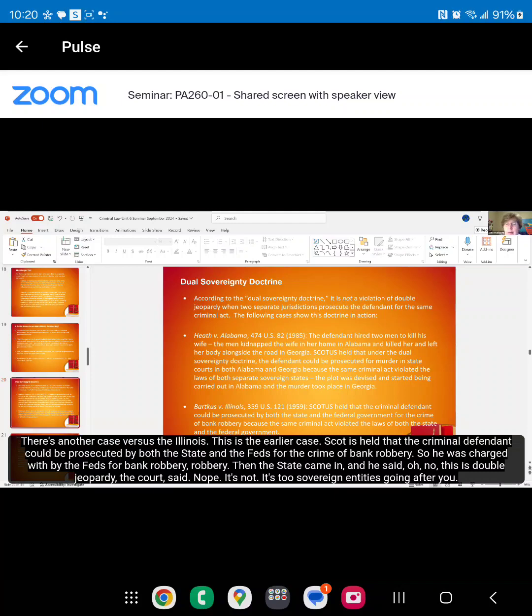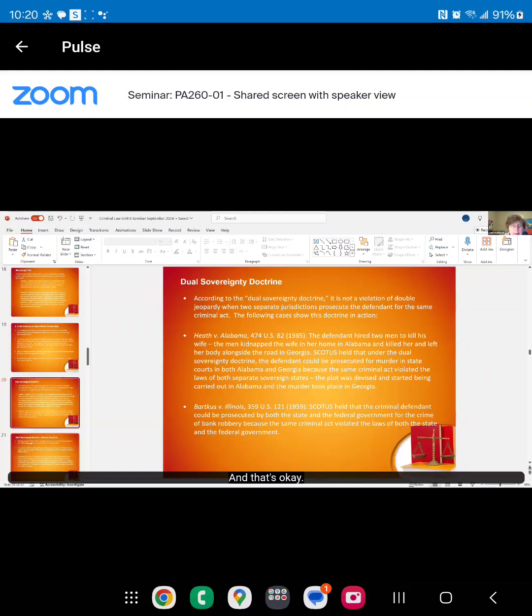SCOTUS held that the criminal defendant could be prosecuted by both the state and the feds for the crime of bank robbery. So he was charged by the feds for bank robbery. Then the state came in and he said, "Oh no, this is double jeopardy." The court said, "Nope, it's not. It's two sovereign entities going after you, and that's okay."